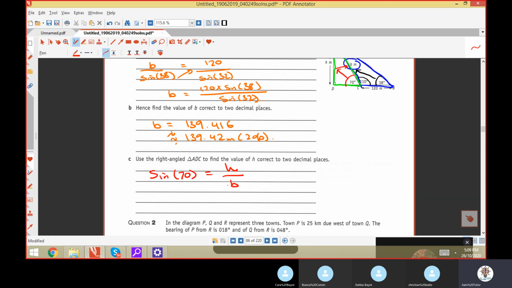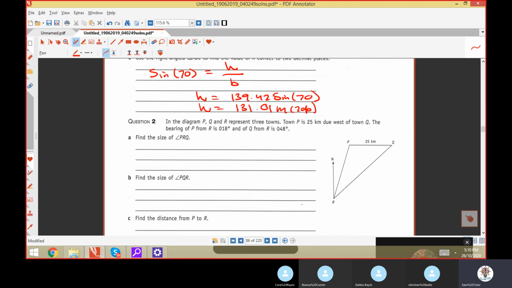What is b doing to the h? It's dividing that. So to finally evaluate that, it's just 139.42 times sine 70. And that's it, done. So that gives us 131.01 meters, two decimal places. Not too bad, yeah? All right, let's move on.